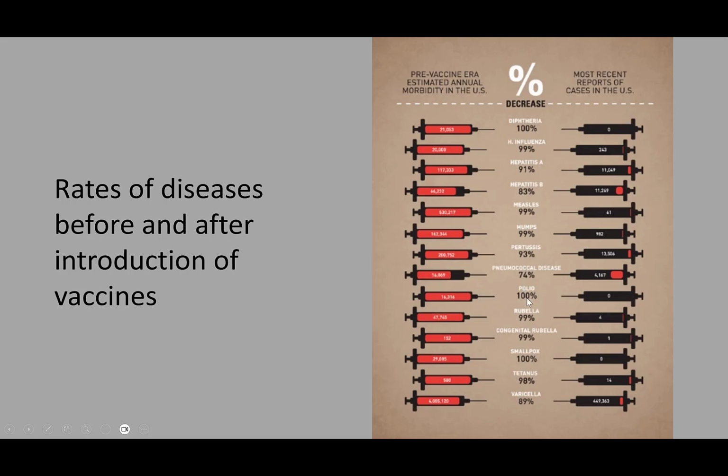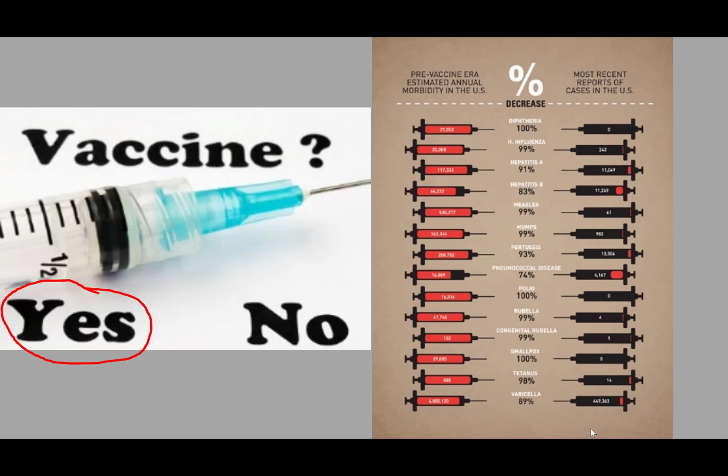Polio, 100% eradicated after its vaccine was introduced. Smallpox was the first disease to be completely eradicated because of vaccines. All of these things, and these numbers may have even gotten better because this is a few years old now, but all of these things, look at that dramatic reduction right after the vaccine was invented for it. So yeah, the answer, vaccines, yes. All positives, no negatives. There's no reason not to get a vaccine.